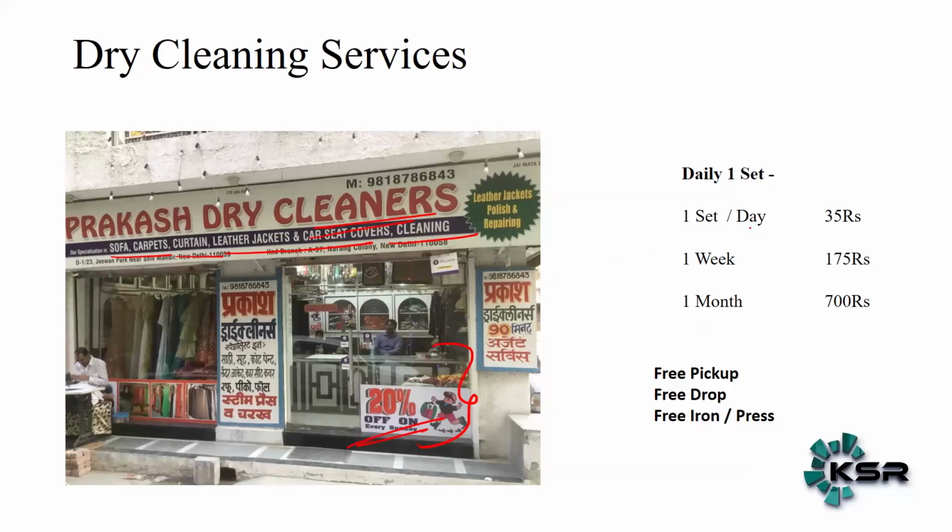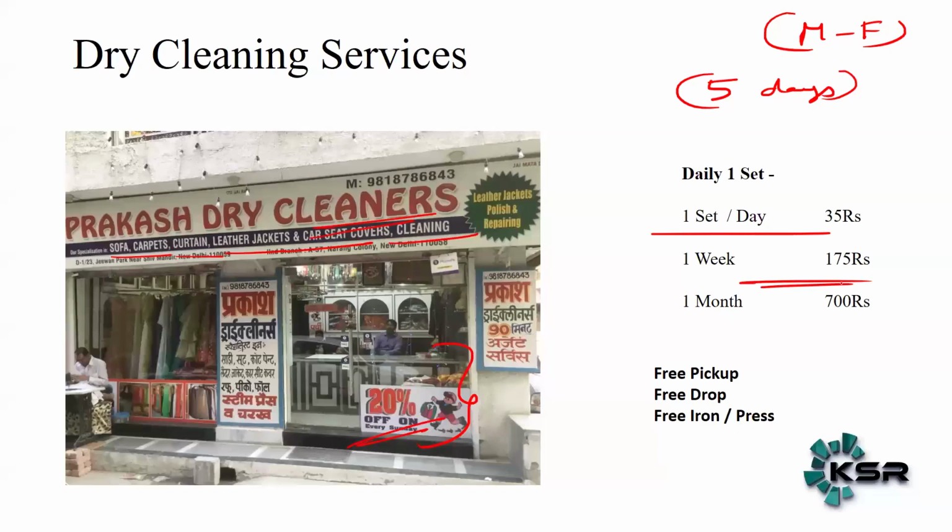So every day, one set. I work only for 5 days, Monday to Friday. So Monday to Friday, the amount I have to spend is 175 rupees, for washing as well as for ironing. For washing, they're taking 35 to 40 rupees. If you give more, they'll charge less. So 40 rupees per day. 1 week, 175 to 200 rupees. 1 month, I'm spending only 700 rupees. The good thing is free pickup, free drop, and they'll also iron it, press it, and give it.